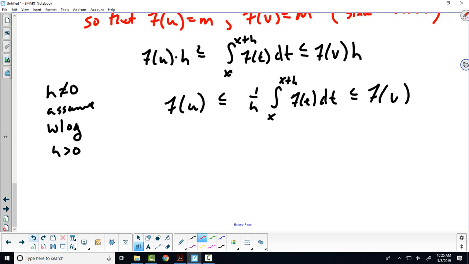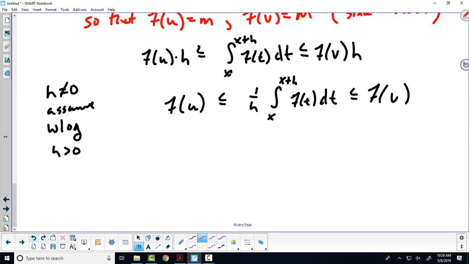We got the cat trapped, right? We're trying to get a limit on this guy right here. That's all that remained, is to take the limit as h goes to 0, but I couldn't do that limit. But now I've got a function on its left and a function on its right. What am I hoping to apply here?